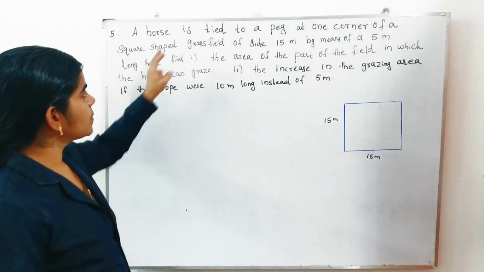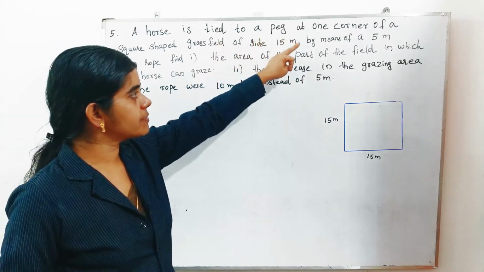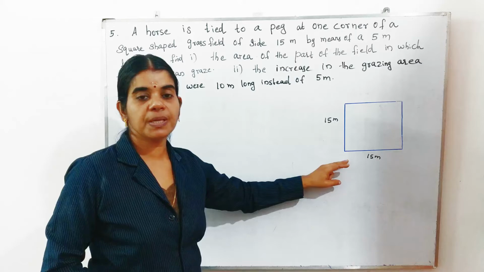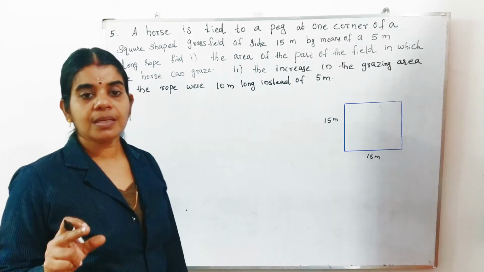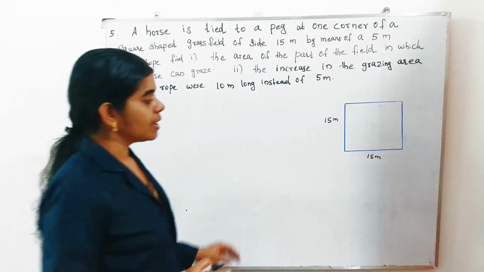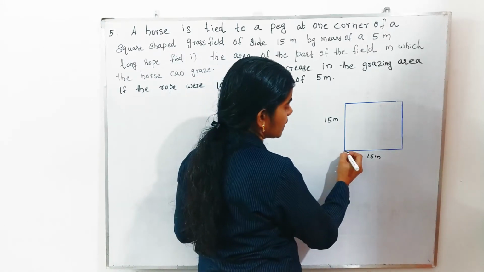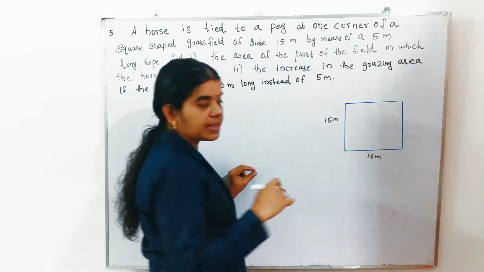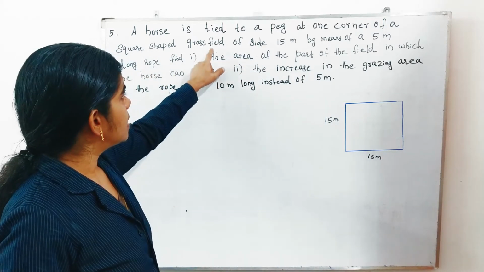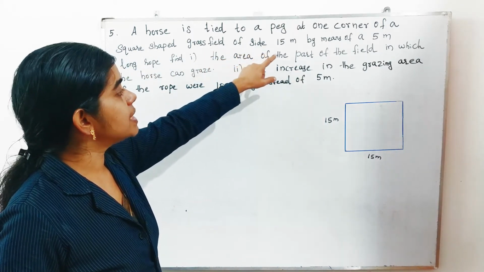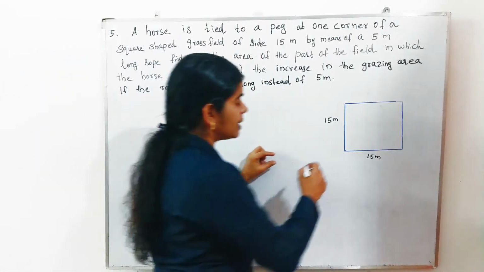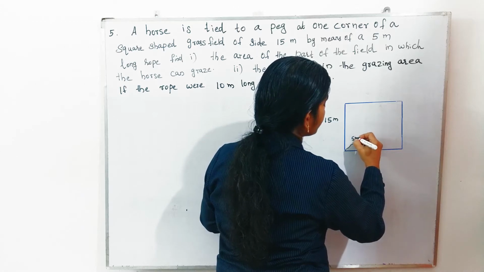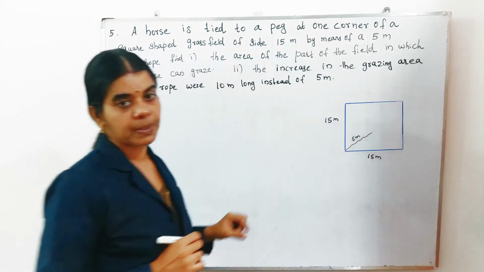Next question. A horse is tied to a peg at one corner of a square shaped grass field. One square shaped grass field is there, and in one corner a horse is tied. I am taking this corner. Here is one peg. There we tied a horse with a 5-meter long rope. Here is the rope. I have taken a 5-meter long rope.